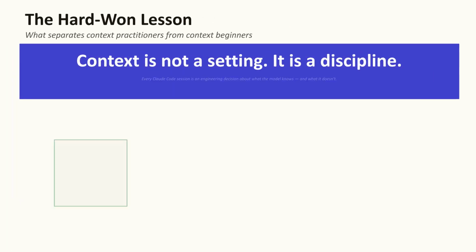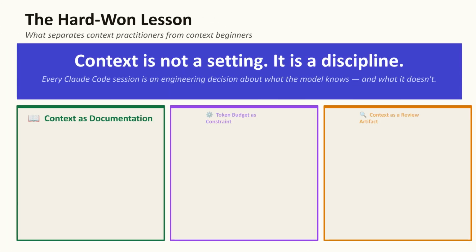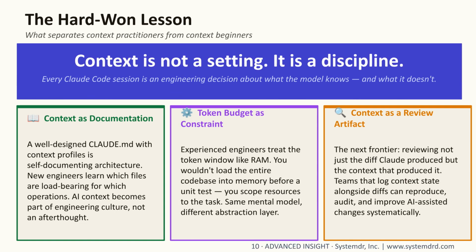The key lesson is that context is a discipline, not merely a setting. Context profiles become self-documenting architecture for new engineers. Experienced engineers treat the token budget as a resource constraint, like RAM. Logging context state alongside diffs enables audit and systematic improvement.